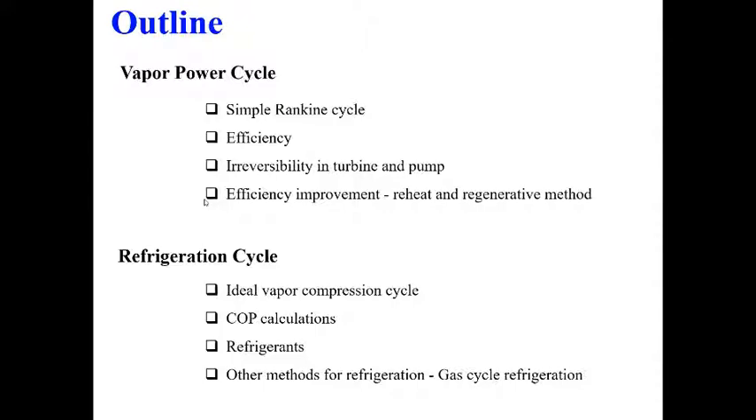So this presentation consists of two parts. In the first section, I will talk about vapor power cycle, which includes simple Rankine cycle, efficiency of Rankine cycle, how do we calculate efficiency. Then we'll also talk about irreversibilities observed in turbine and pump, and then we'll discuss various methods where we can improve efficiency. Particularly we'll focus on these two methods, reheat and regeneration.